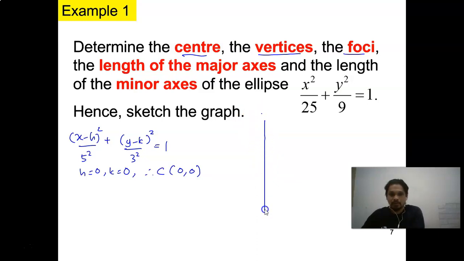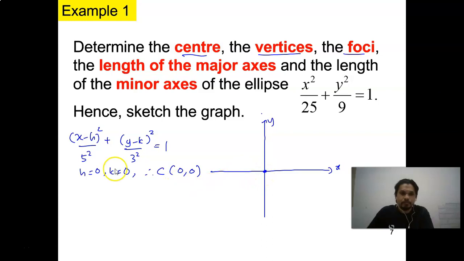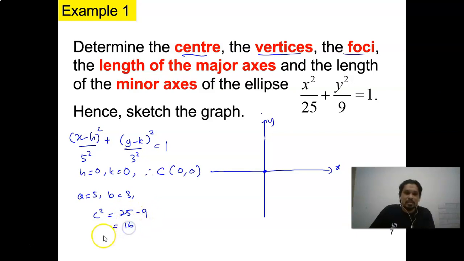Let's sketch the graph here. So this is the center, (0, 0). So a equals 5, b equals 3, and c squared equals a squared minus b squared, which is 5 squared, 25, minus 3 squared, 9. 25 minus 9 equals 16. So then c equals 4.